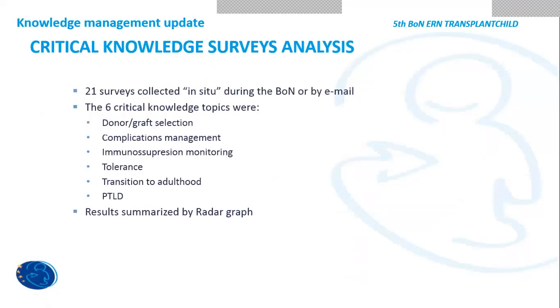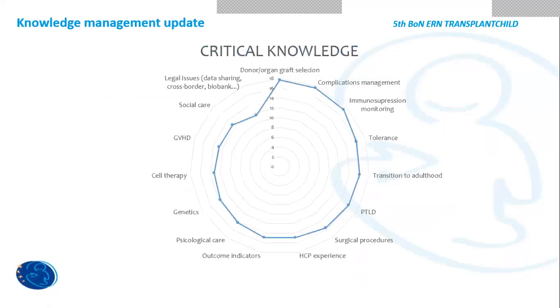The 6 critical knowledge topics identified were donor graft selection, complications management, immunosuppression monitoring, tolerance, transition to adulthood, and PTLD, and the results are summarized in this radar graph as you see here.